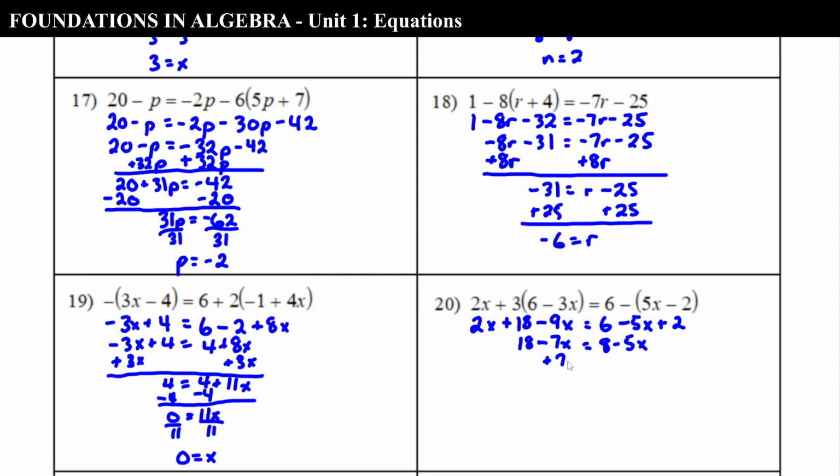Let's add 7x to each side. And that's going to give us 18 equals 8 plus 2x. Subtract 8 from each side. You're going to get 10 equals 2x. And then finally divide each side by 2, and you get 5 equals x.